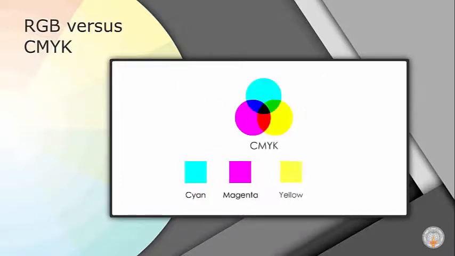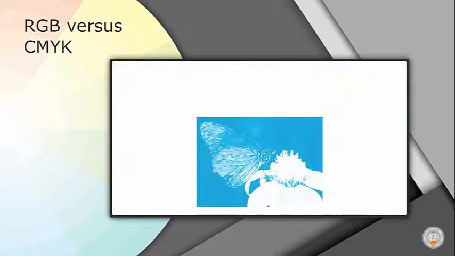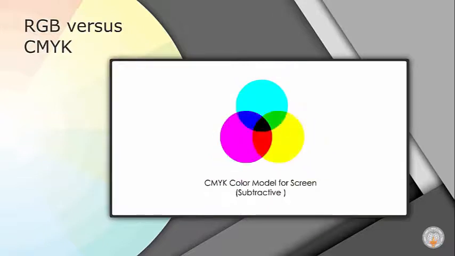The acronym CMYK stands for cyan, magenta, yellow and black. The CMYK color model is used in the printing process. The 4 colors are mixed together in various amounts to produce different shades and hues on paper. CMYK is a subtractive color model because when all the CMYK colors are held together, they form a pure black color.